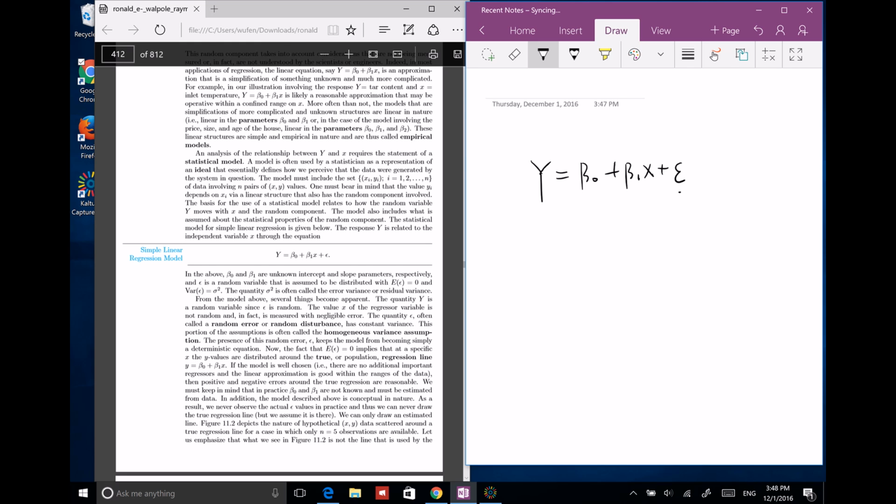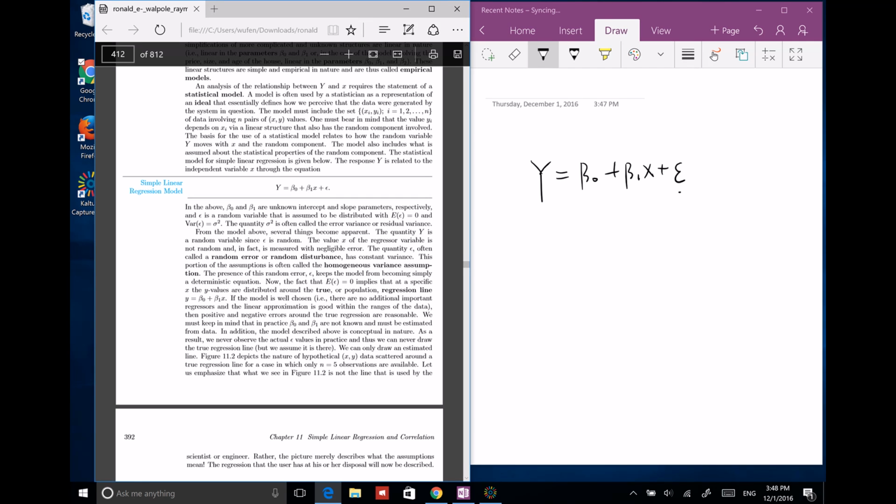What's next? Then we have the error. The expectation of the error equals zero. The variance of the error is sigma squared, where sigma is the standard deviation. So for the random error, we want the expectation of the error to be very small, almost zero. Zero is better. So from the model above, several things become very apparent.